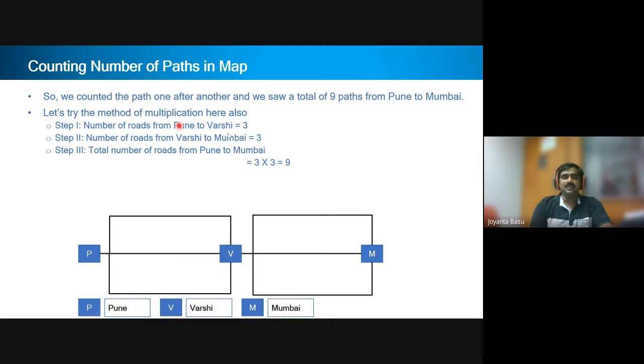Okay. So that is the beauty of multiplication in counting. Obviously we can draw them one by one, and find out and count how many ways we can reach Mumbai from Pune via Vasi. But the power of multiplication is that the total possible routes from Pune to Vasi is 3, and Vasi to Mumbai is 3. So we can use 3 cross 3 is equal to 9. Okay, so understand this, is it clear to all of you?